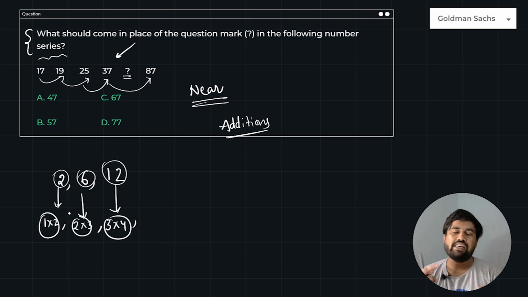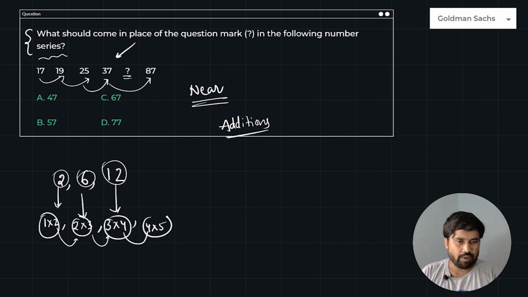Just look here guys, 2 is 1 into 2, 6 is 2 into 3, 12 is 3 into 4. So they are multiplying consecutive numbers, and there is a common element with the previous number. See, 1 into 2, 2 is common, again 2 into 3, 3 is common, 3 into 4, again 4 is common, so 4 into 5, the answer will be 20. We need to add, so 20 plus 37, answer is 57.